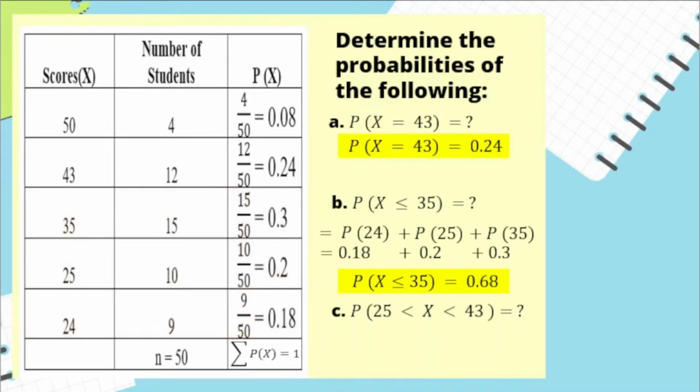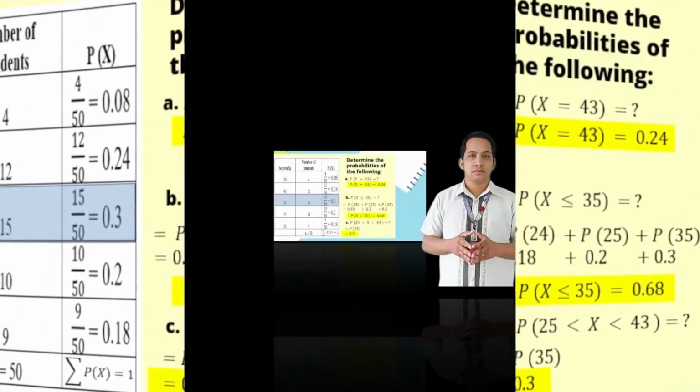Lastly, to solve for letter C, or the probability that x is greater than 25 but less than 43, we just look for the probability of the scores which are between the score of 25 and 43. And that's the probability of 35. So, the probability that x is greater than 25 but less than 43 is equal to the probability of 35 or equal to 0.3.